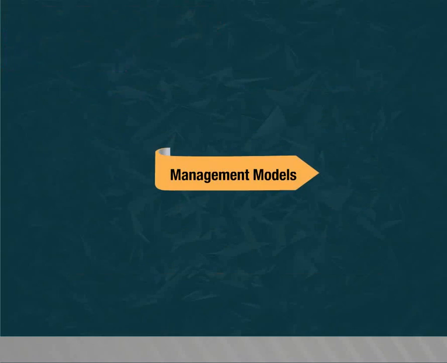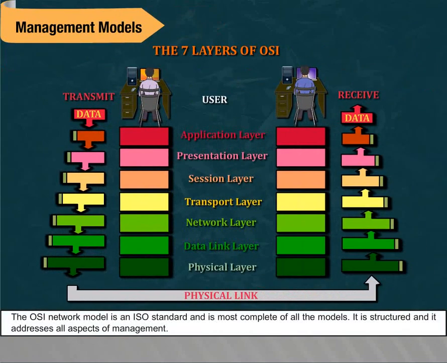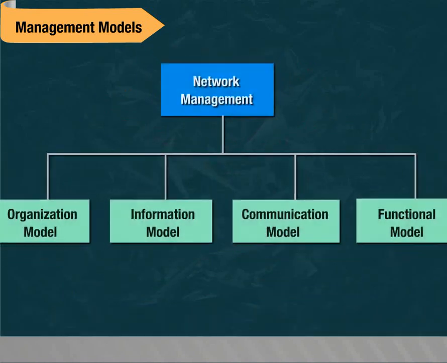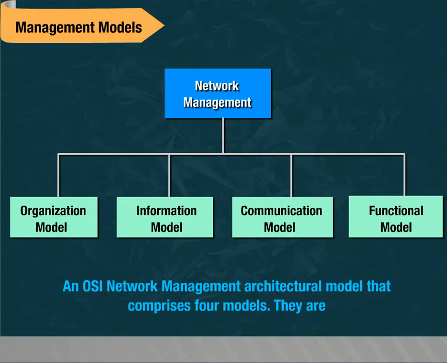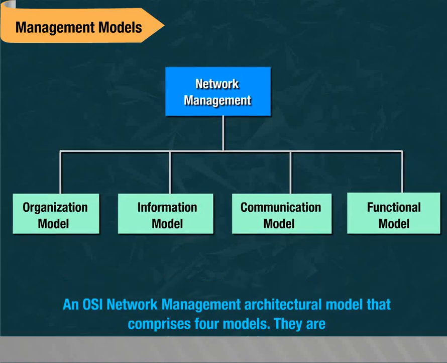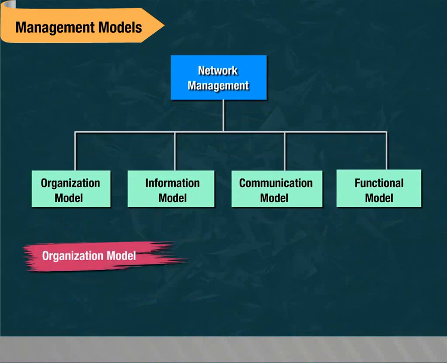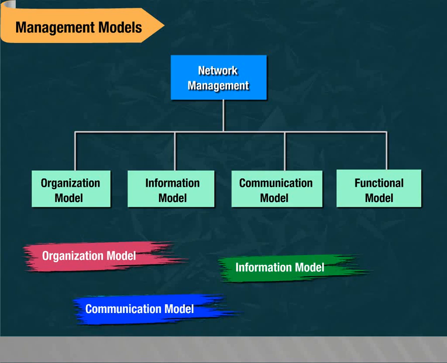Management models. The OSI network model is an ISO standard and is the most complete of all the models. It is structured and it addresses all aspects of management. An OSI network management architectural model comprises 4 models. They are organization model, information model, communication model, functional model.